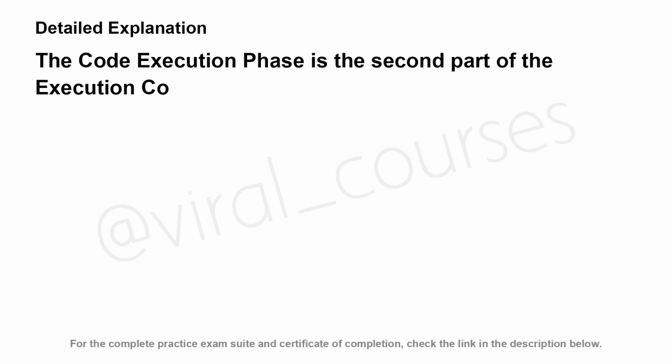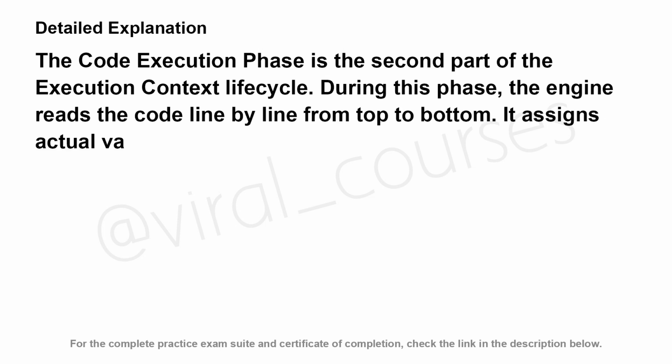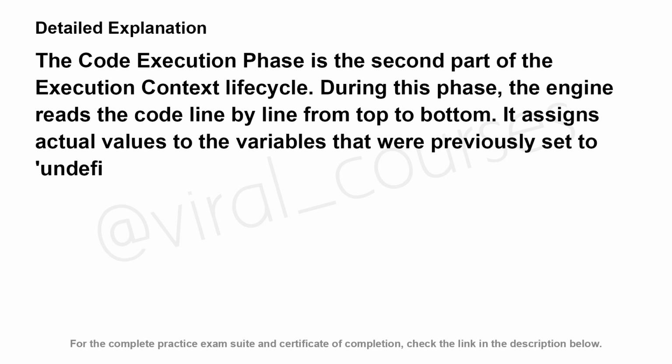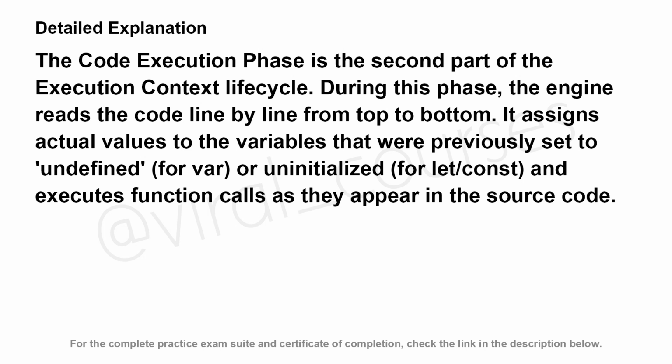The code execution phase is the second part of the execution context lifecycle. During this phase, the engine reads the code line by line from top to bottom. It assigns actual values to the variables that were previously set to undefined for var, or uninitialized for let and const, and executes function calls as they appear in the source code.